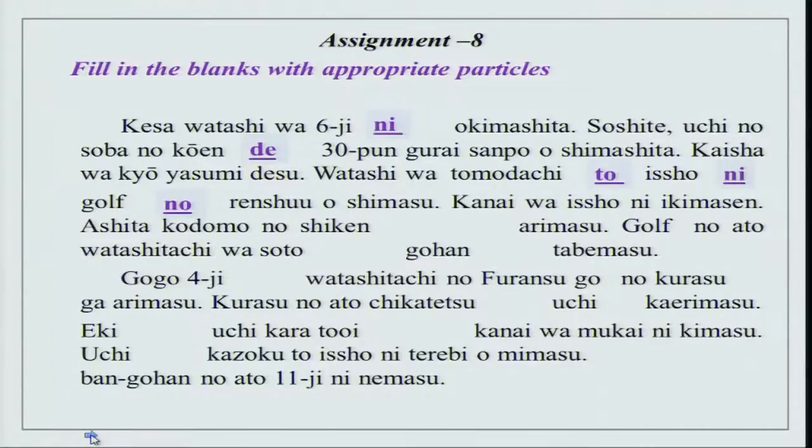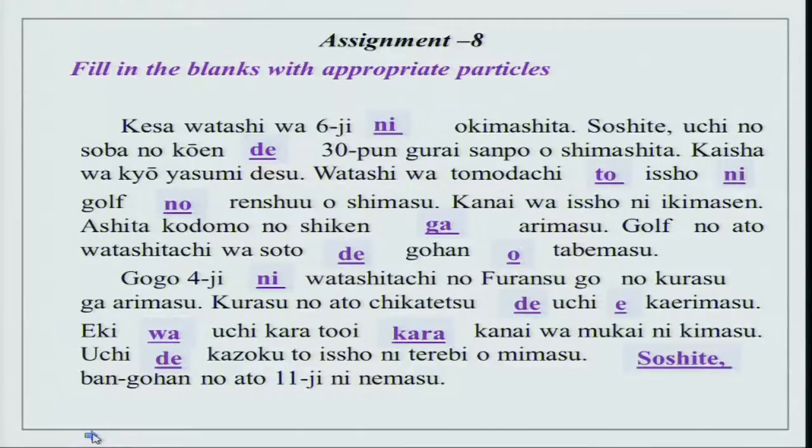Kanai wa issho ni ikimasen. Ashita kodomo no shiken ga arimasu. Golfu no ato, watashi wa soto de gohan o tabemasu. Gogo 4 ji ni watashi tachi no furansu go no kurasu ga arimasu. Kurasu no ato, chikatetsu de uchi e kaerimasu. Eki wa uchi kara toi kara kanai wa mukai ni kimasu. Uchi de kazoku to issho ni terebi o mimasu. Soshite ban gohan no ato 11 ji ni nemasu.